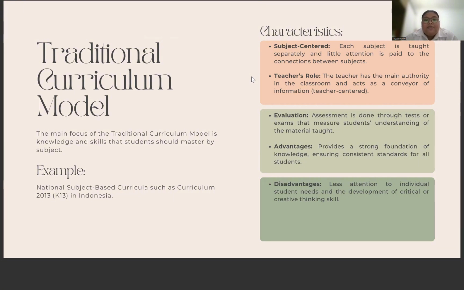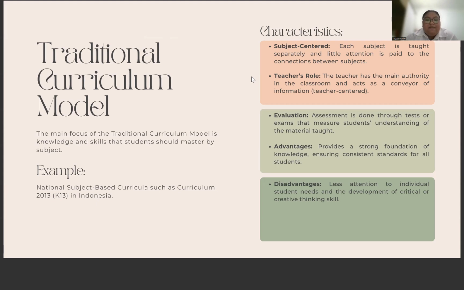The first is subject-centered. It means that each subject is taught separately and little attention is paid to the connection between subjects. Second, the teacher has the main authority in the classroom and acts as a conveyor of information, or it can be said teacher-centered. The third is assessment is done through tests or exams that measure students' understanding of the material taught.